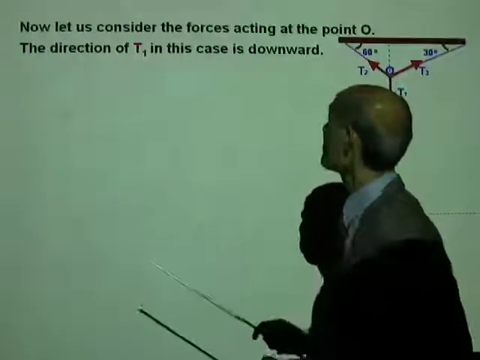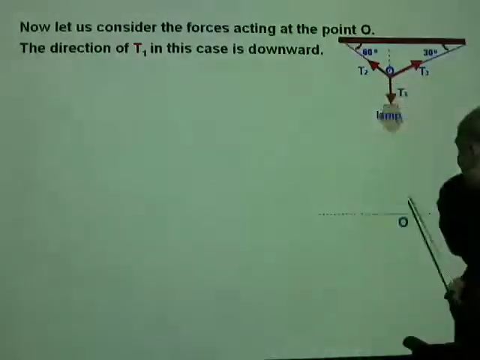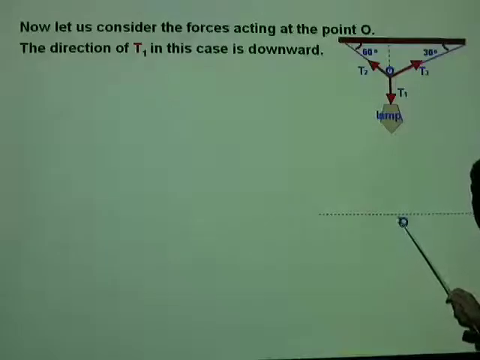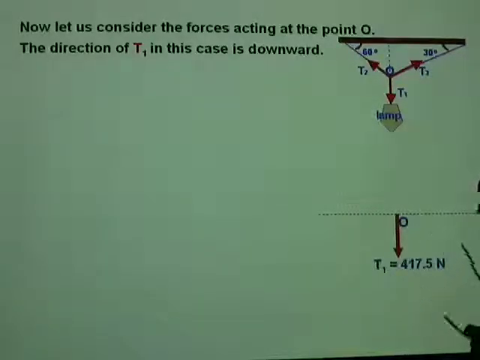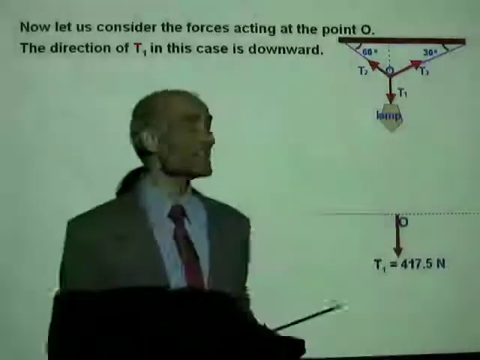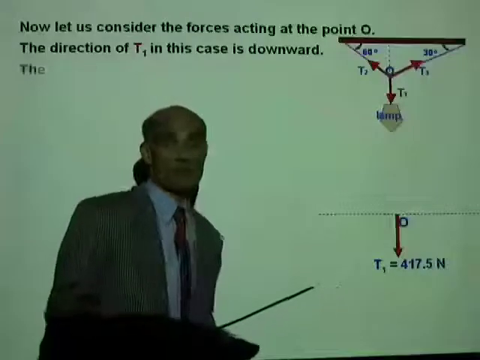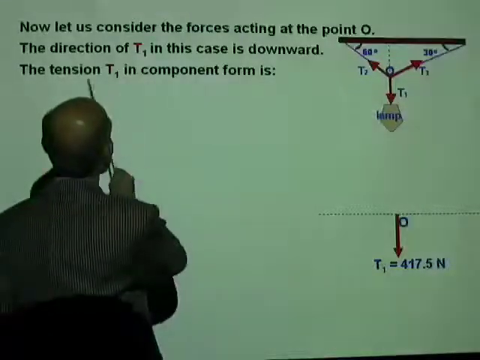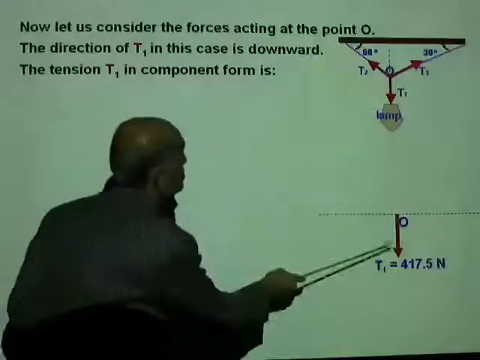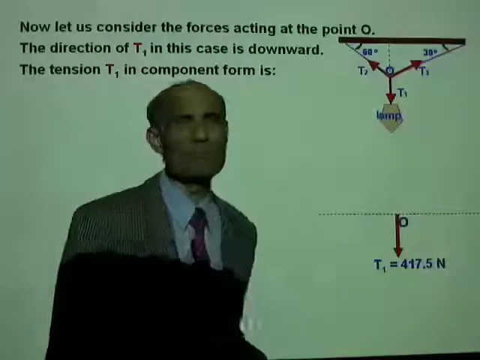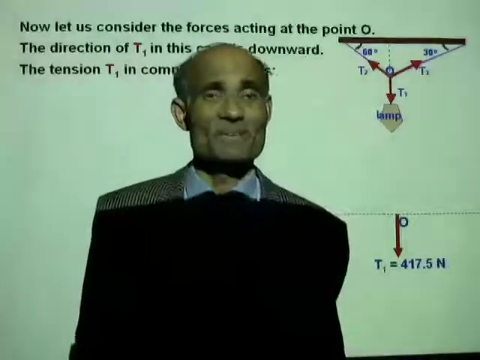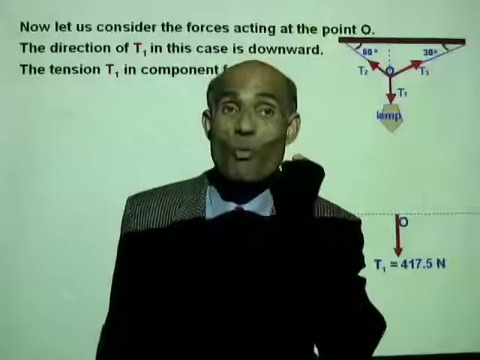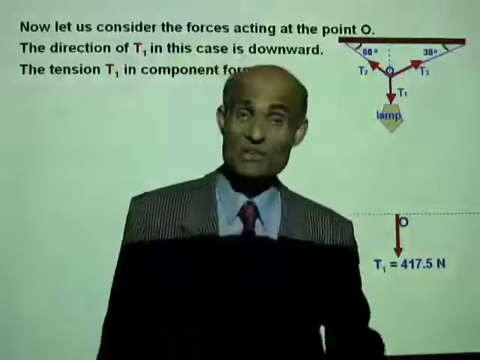There you are. Let's draw those in here. This is the point O, and the tension T1 equal to 417.5 Newton is acting downward. The tension T1, can you write that in the component form? Well, it is a proper Y force. Can you write that in the component form?